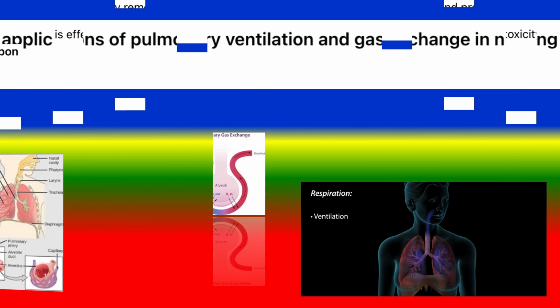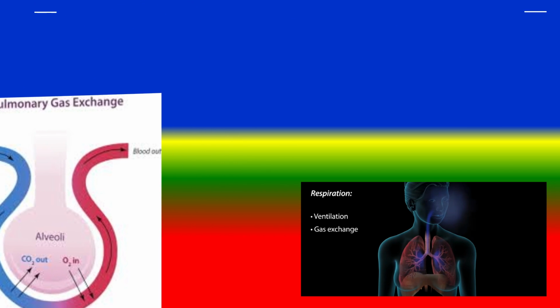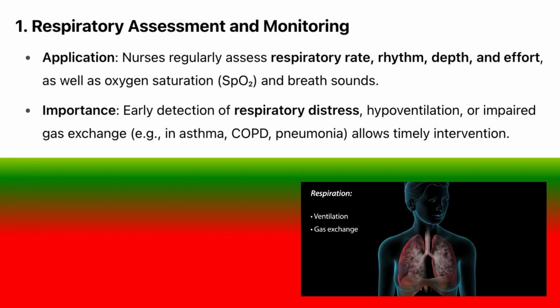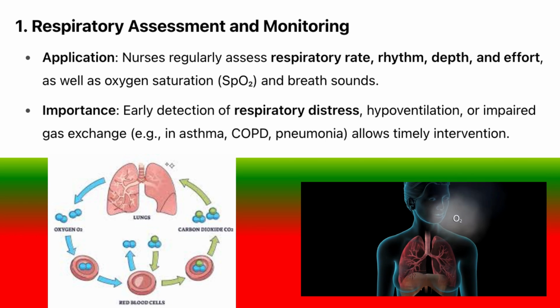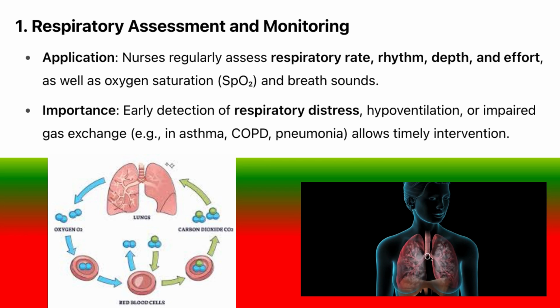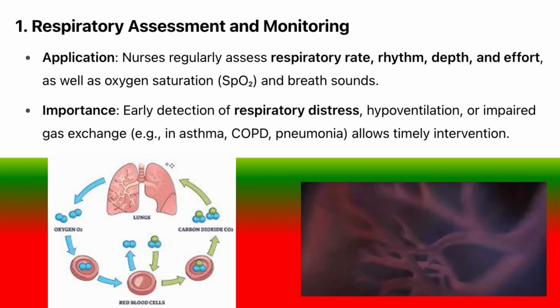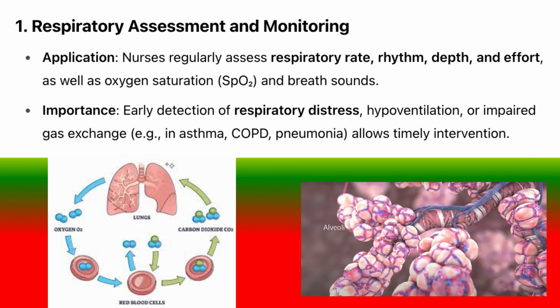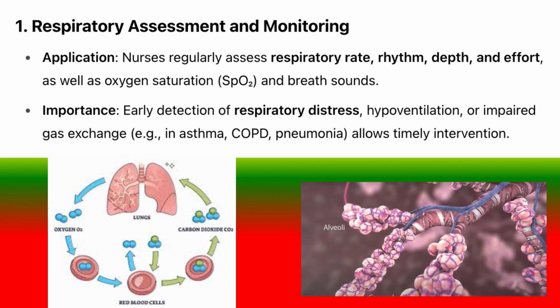Here are 5 key applications of pulmonary ventilation and gas exchange in nursing practice. 1. Respiratory assessment and monitoring. Application: nurses regularly assess respiratory rate, rhythm, depth, and effort, as well as oxygen saturation, SpO2, and breath sounds. Importance: early detection of respiratory distress, hypoventilation, or impaired gas exchange, e.g. in asthma, COPD, pneumonia, allows timely intervention.